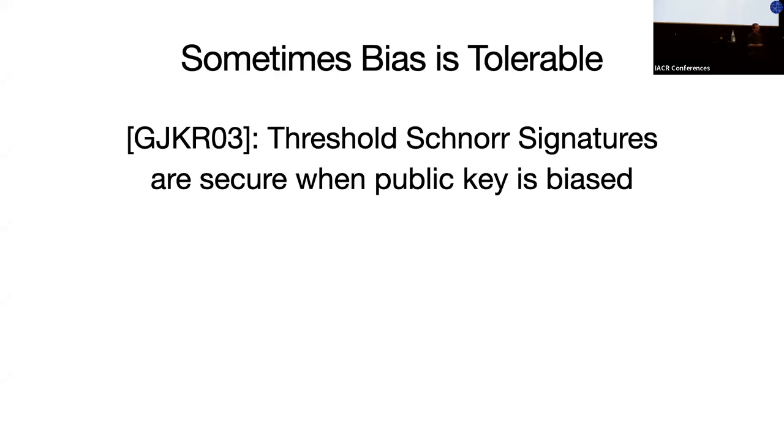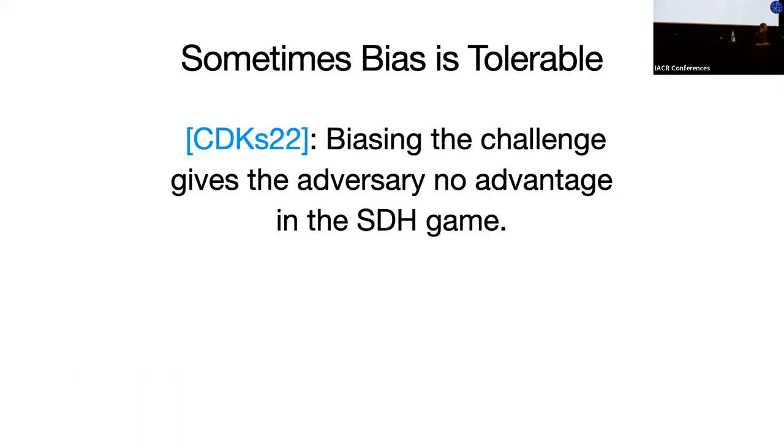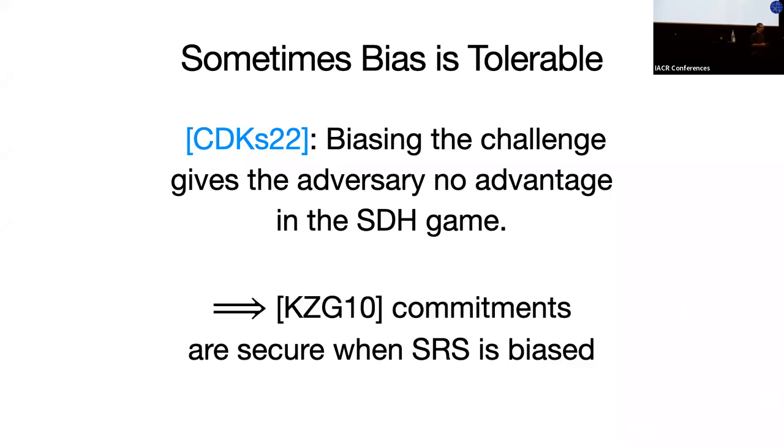So in 2003, Gennaro et al. proved that threshold Schnorr signatures are still secure when the public key is biased. And just a few years ago, Groth et al. proved that some flavors of Groth SNARKs are still secure when the SRS is biased. And here, security is against an algebraic adversary. As a sort of side result in this paper, we proved that biasing the challenge gives the adversary no advantage at all when it's playing the strong Diffie-Hellman game. And this immediately implies that the KZG10 polynomial commitment scheme is secure when the SRS is biased.